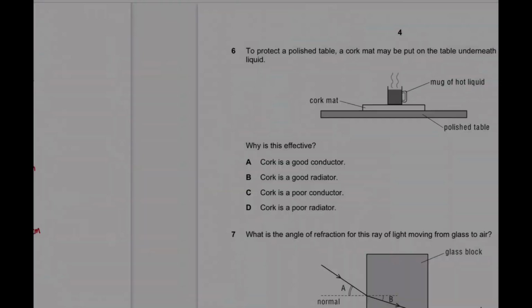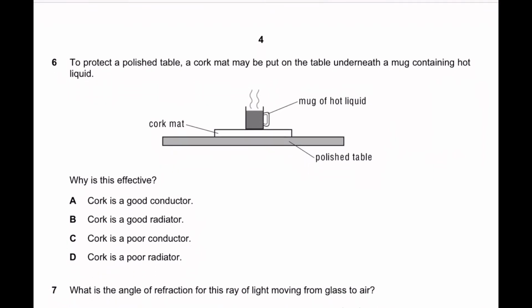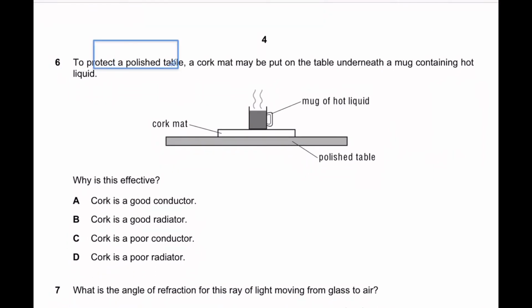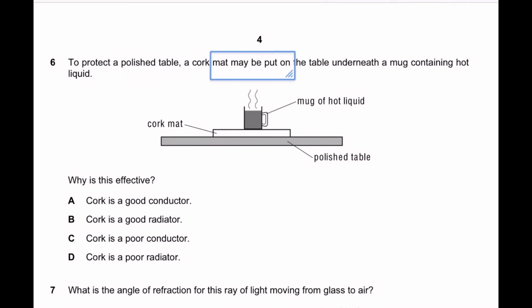Next page. Question 6. To protect a polished table, a cork mat may be put on the table underneath a mug containing hot liquid. So you can see the diagram here. The mug of hot liquid first, then the cork mat, and then the polished table. Why is this effective? Okay, we'll go through one by one here.